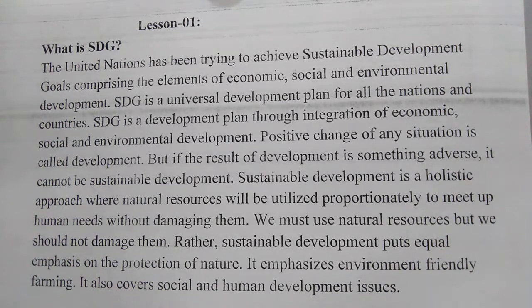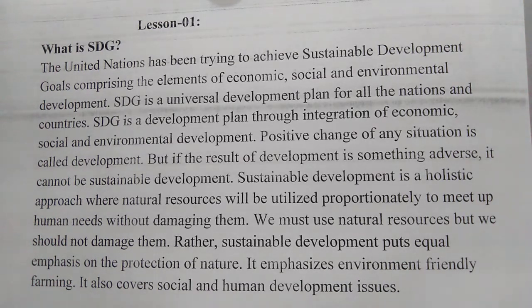Lesson 1, SDG. The United Nations has been trying to achieve Sustainable Development Goals comprising the elements of economic, social and environmental development. But what is SDG or Sustainable Development Goals? SDG is a universal development plan for all the nations and countries. SDG is a development plan through integration of economic, social and environmental development. We know that positive change of any situation is called development. But if the result of development is something adverse or negative, it cannot be sustainable development.